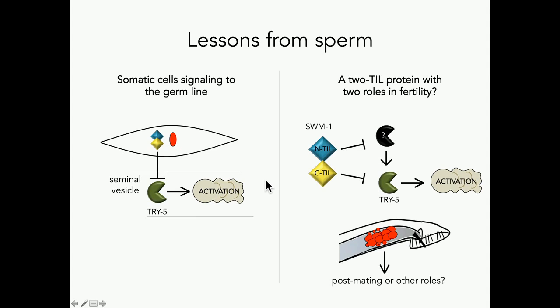And then lastly, I told you that SWM-1 is this 2-TIL domain protein, and that the TIL domains have non-equivalent roles when it comes to inhibiting activation. Whether this means that there's another additional protease in the pathway is a possibility, but it's also fun to speculate that perhaps this additional role of the other TIL domain is important for a post-mating role.